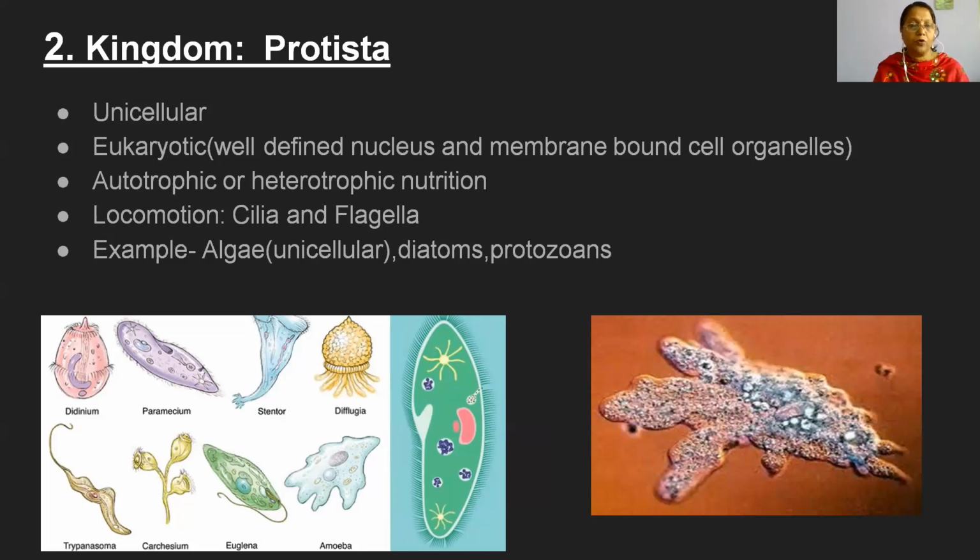Now in this kingdom, all the organisms are either autotrophic or heterotrophic. That means they can make their own food, that is autotrophic, or they are dependent on others, that means heterotrophic. And here also locomotion is with the help of either cilia or flagella. Some of the examples are there in the picture. Algae, all the unicellular algae come under this. Some diatoms and protozoans like amoeba, paramecium, euglena, etc.